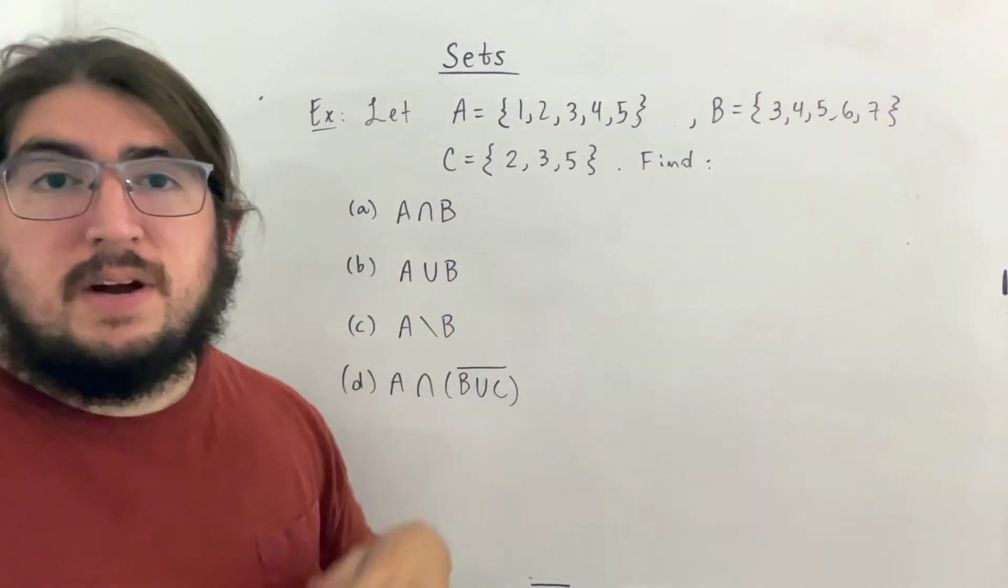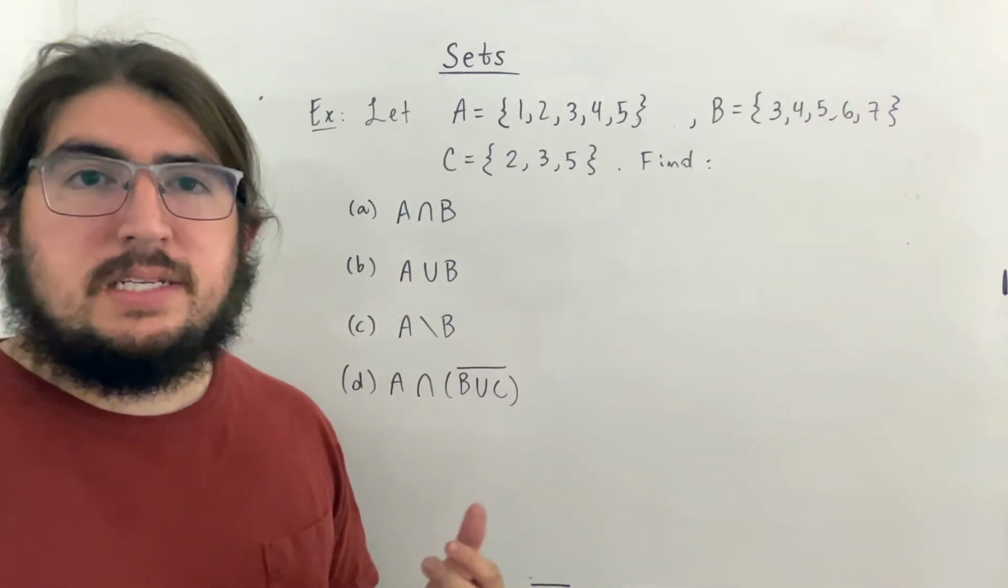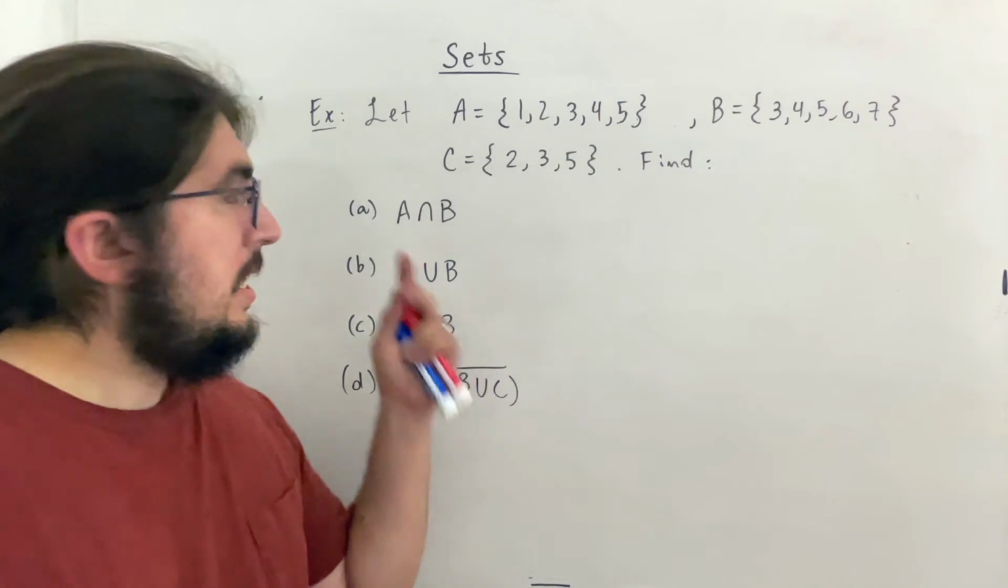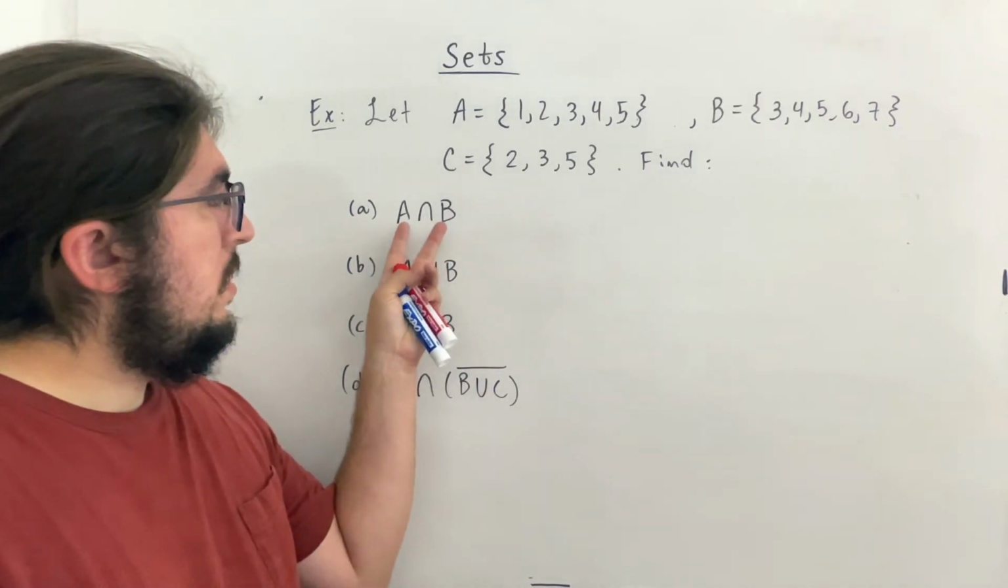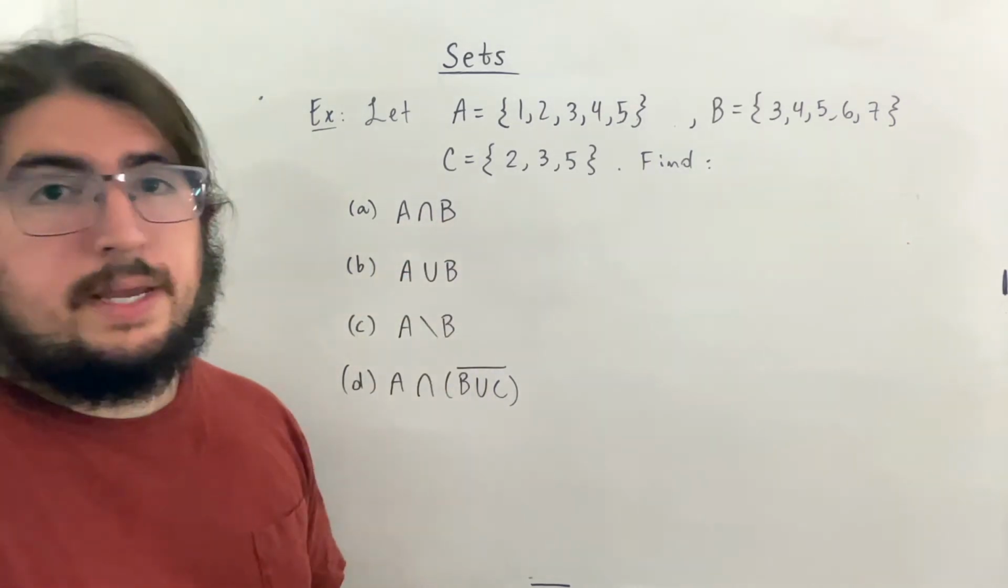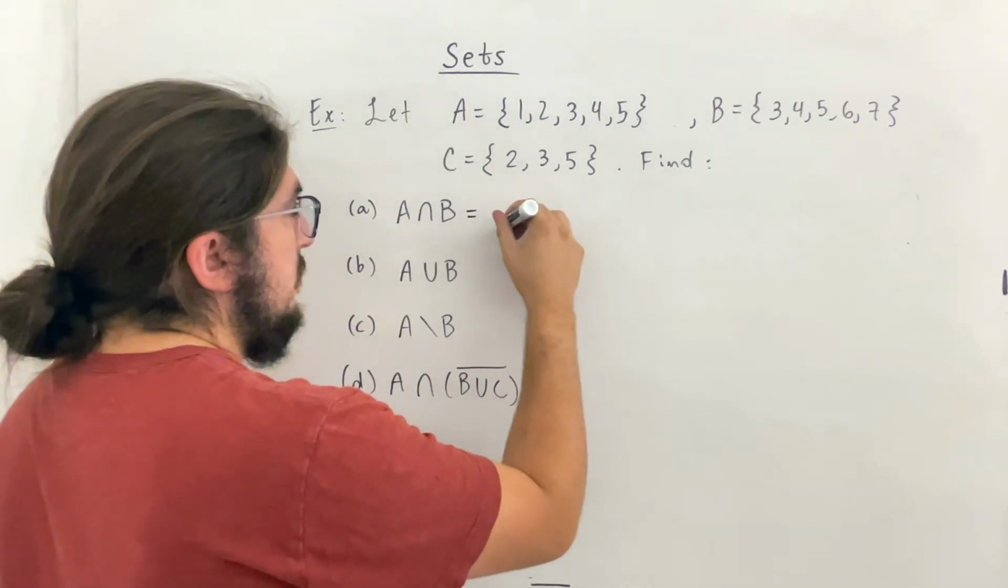So A is asking us to find the intersection of A and B. And remember, intersection is the set of all elements that are in A and also in B. So let's look at the intersection of A and B.